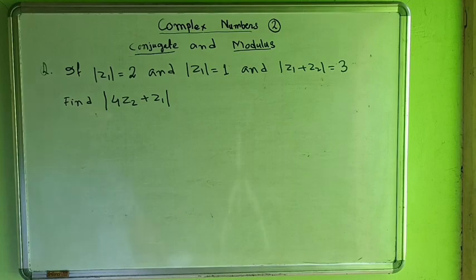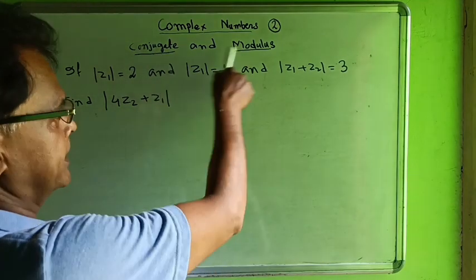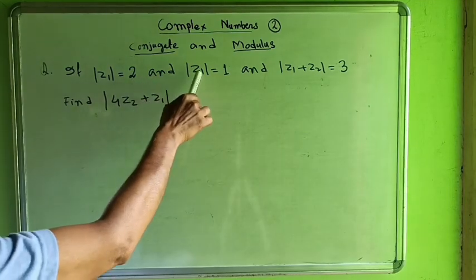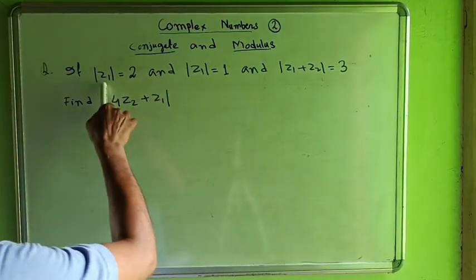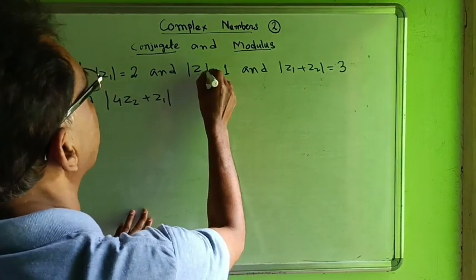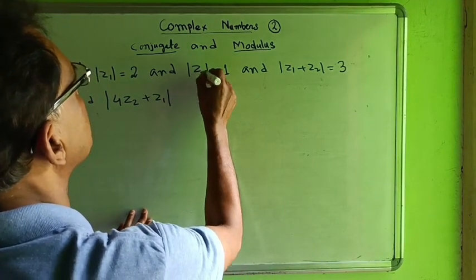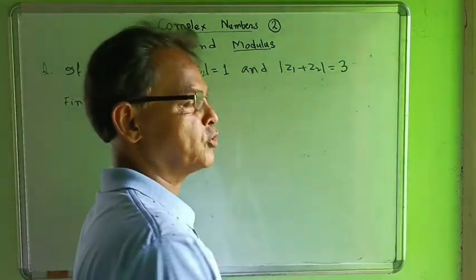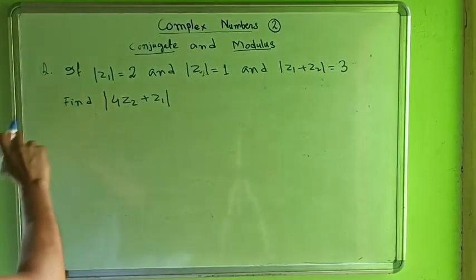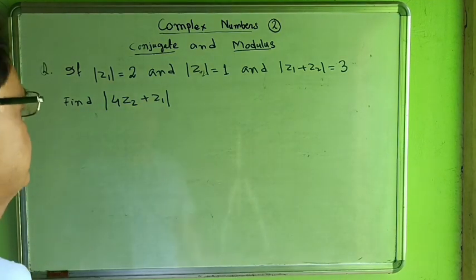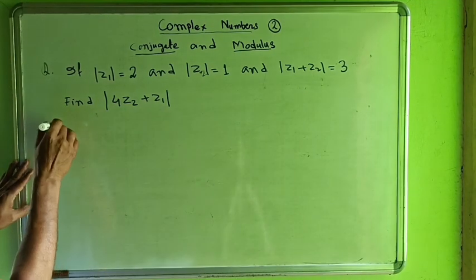Next question is, this question is also based on conjugate and modulus. Here, if mod Z1 is equal to 2 and mod Z2 is equal to 1, and mod of Z1 plus Z2 is equal to 3, then find mod of 4 Z2 plus Z1. Solution.